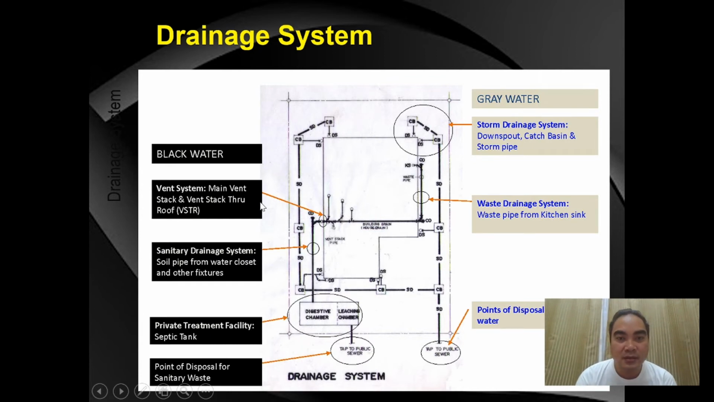Vent system, main vent, stack vent and vent stack through roof, VSTR. Sanitary drainage system, soil pipe from water closet and other fixtures. Private treatment facility, septic tank, digestive chamber and leaching chamber. And then point of disposal for the sanitary waste, tap to public sewer. Gray water naman, storm drainage system, downspout, catch basin, and storm pipe. Waste discharge system, waste pipe from kitchen sink, point of disposal from storm water.